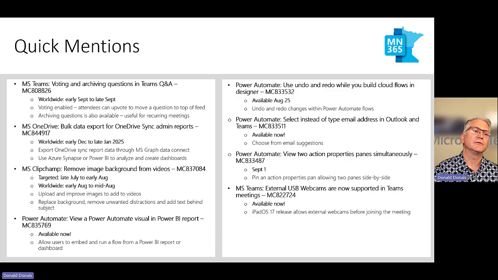Additionally, undo and redo, right? So if you're doing Power Automate specifically, then you can undo and redo things inside that Power Canvas. Additionally, if I'm typing in an email, it'll pull that information from my backend, my Outlook, and Teams. And also having two property panes available simultaneously, which I think is a big deal. That's going to be happening here in September.